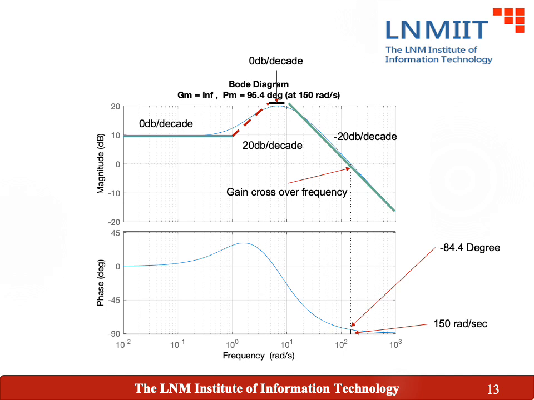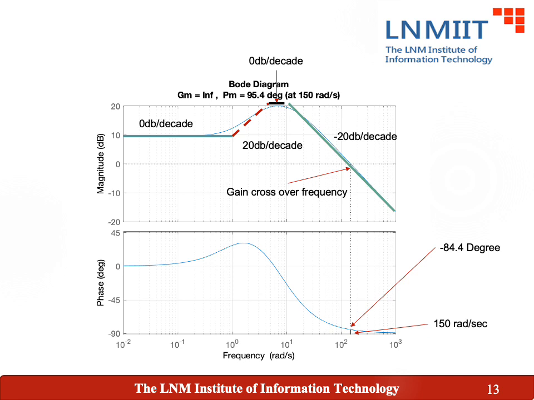So for calculating the phase margin, what we do is we subtract this angle, which is 84.4 degrees, from 180 degrees. So this will give you the distance between the minus 180 degree line and this angle. So this will give you the phase margin of your system. The gain crossover frequency is 150 radian per second.